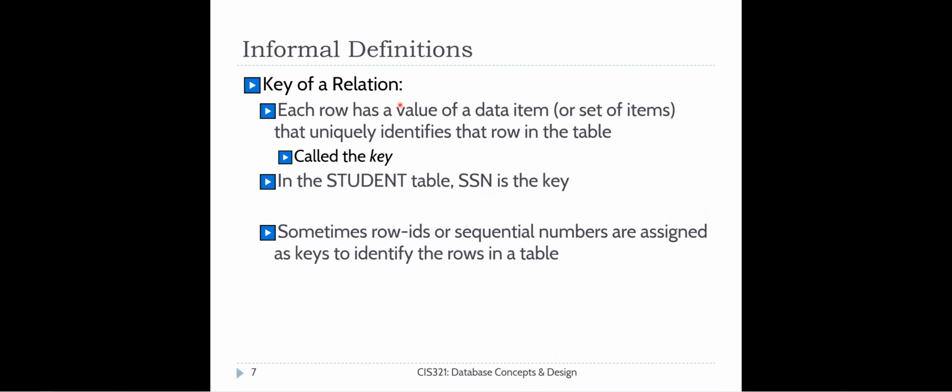Key of a relation: each row has a value of a data item, or a set of items, that uniquely identifies that row in the table, called the key. And we know that already from previous lectures and labs. So every row in our table has an item that makes the row unique. For example, if we have a student table, the student ID column, or now we call it attribute, is going to make that table unique.